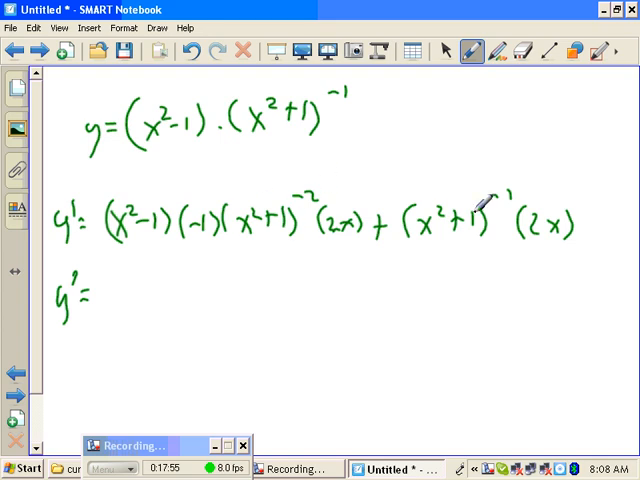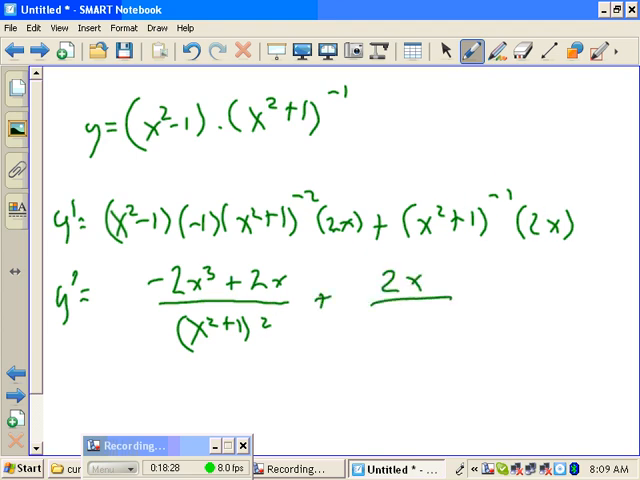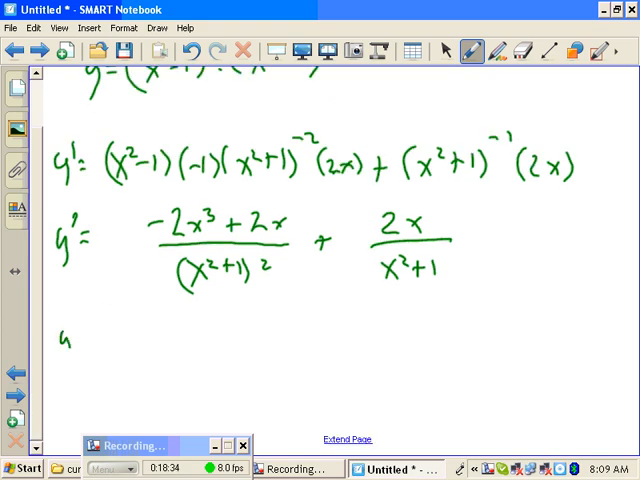This is a denominator, this is a denominator. I'm going to multiply negative 2x times this. Okay, so let's see. Negative 2x times this is negative 2x cubed. I'm taking a negative 1 and a 2x times this, a negative 1 and a 2x times this, so what? Plus 2x, right? Over x squared plus 1 squared, okay? Plus, this is a numerator and this is a denominator, 2x over x squared plus 1. Okay, well, that's an answer, but what can you do with it?